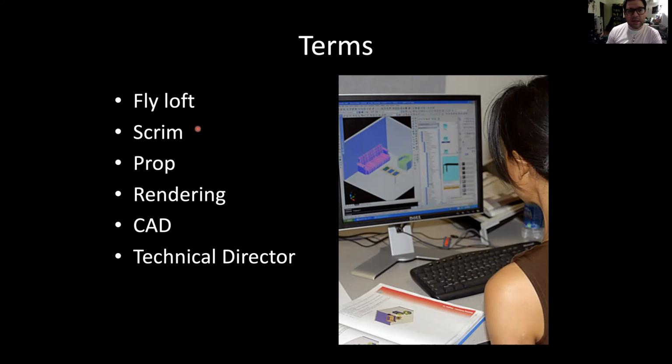I'll give you an example in the next slide of what a scrim could look like and how we could utilize a scrim. But essentially, a scrim is a thin weave fabric that, when you shine light towards it from the audience perspective, from the house, it becomes opaque. It becomes a solid color that you can't see through.